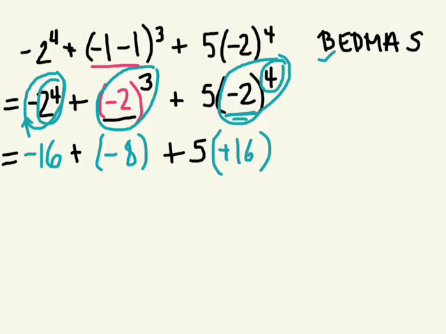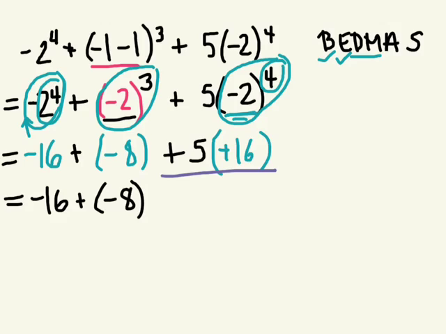Okay, so we've done brackets and exponents. Do we have division or multiplication? Yes, we have multiplication. Good. So we're going to multiply 5, positive 5, times positive 16. What's the answer? Positive or negative? Positive 80. Good. So we're done with division and multiplication.